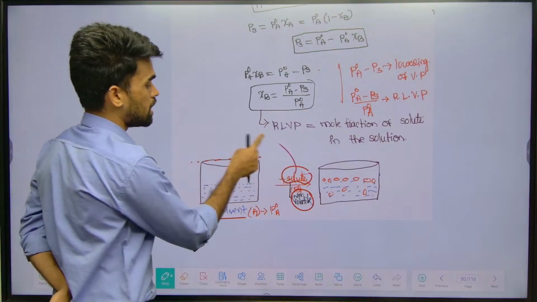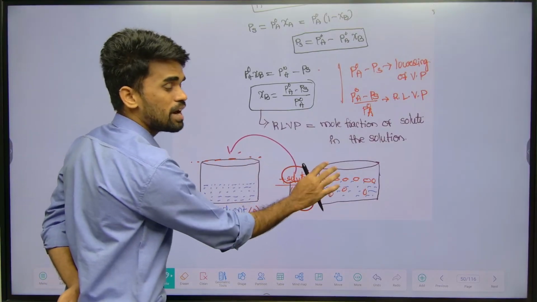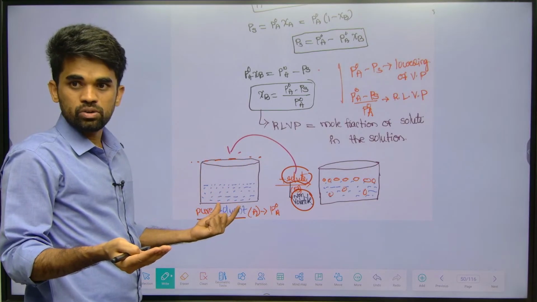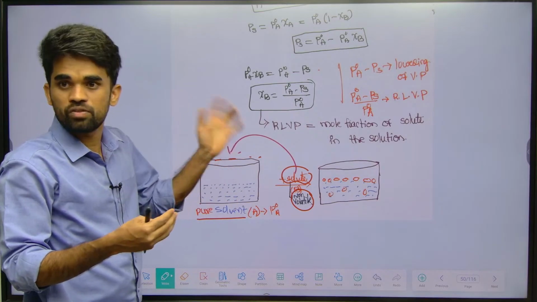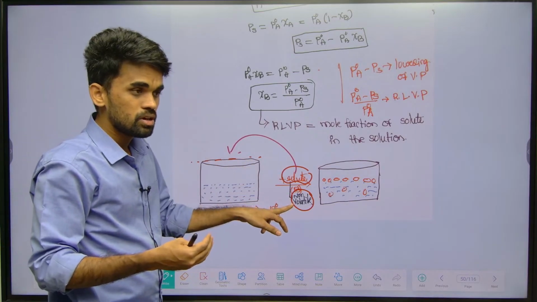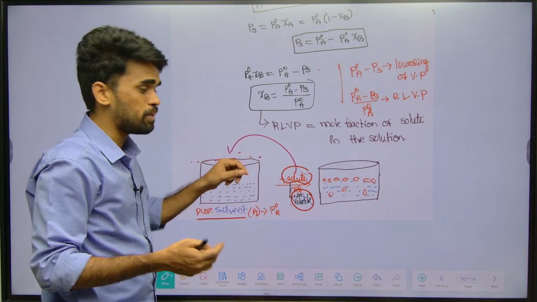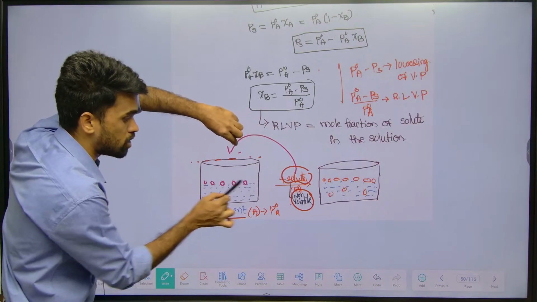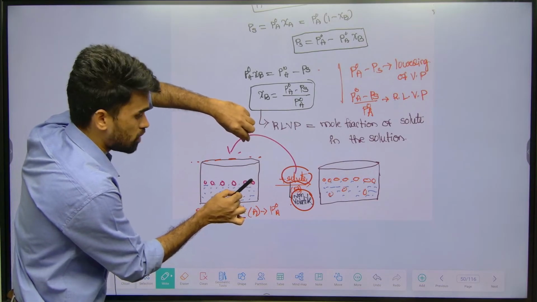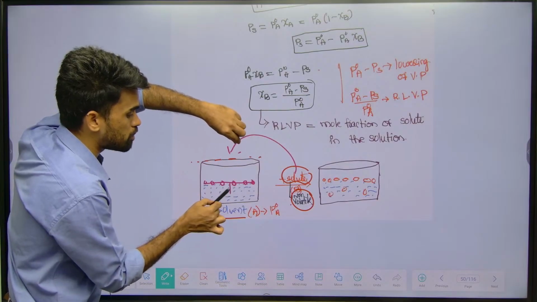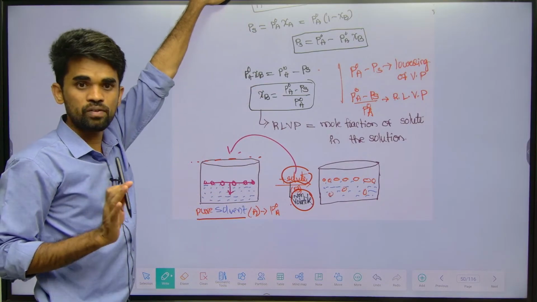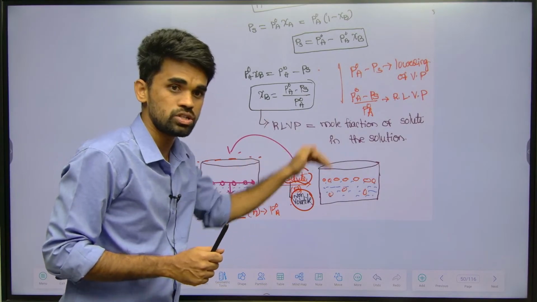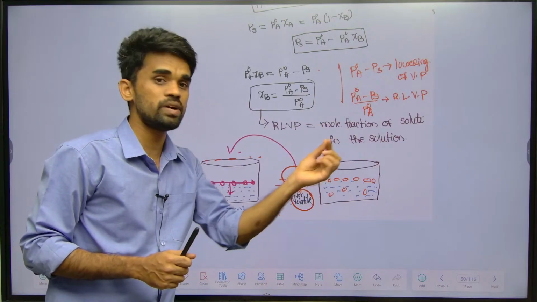See, if I am adding a non-volatile solute to make a solution, what happens to vapor pressure? Earlier there was only the volatile component, which converts into vapors and shows more vapor pressure. Now I am adding a non-volatile solute. So those non-volatile solute particles will accumulate on the surface of this liquid, right? Like this. So now it will lower the vapor pressure of the solvent. So the vapor pressure of the solution becomes lowered. So can I say lowering of vapor pressure?